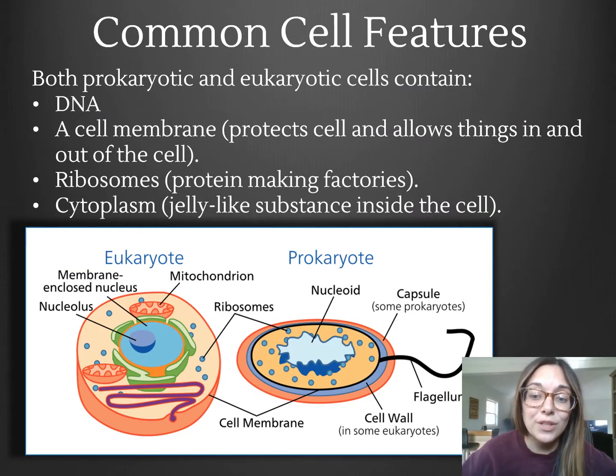Okay, cell features that we find in all three of those examples, plants, animals, and bacteria, would be DNA, except bacteria cells or prokaryotics do not have a nucleus to store their DNA in. They all have a cell membrane, okay, to allow things in and out of the cell. They all have ribosomes because they need to make proteins, and they all have cytoplasm, which is just the jelly-like material that everything is suspended in.